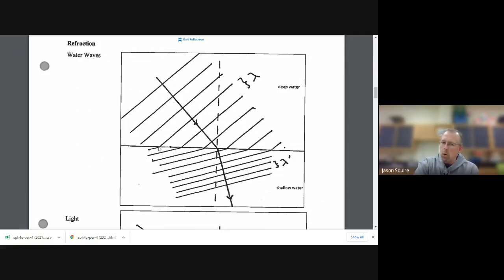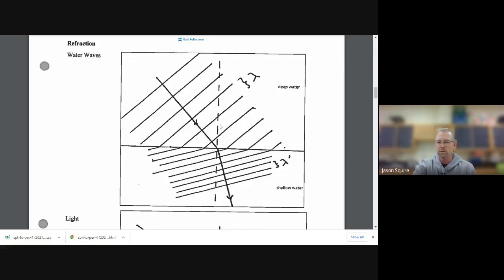Again, I want to make note. I want you to pay attention. Each incident wave front produces one refracted wave front. So this little piece belonged to this incident wave front. This longer piece belonged to this one, and so on and so forth. And this is through observation. This is what we see if we were to set this up on a water table.